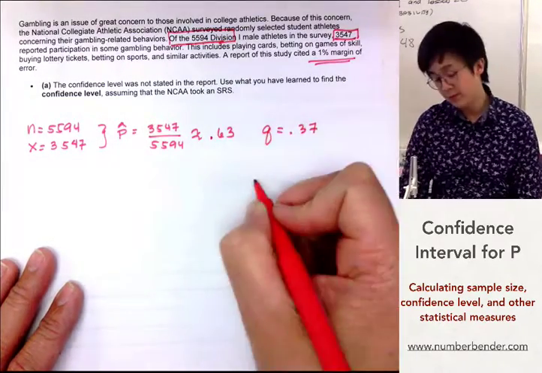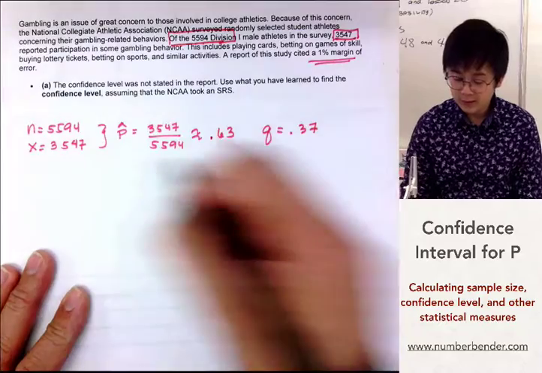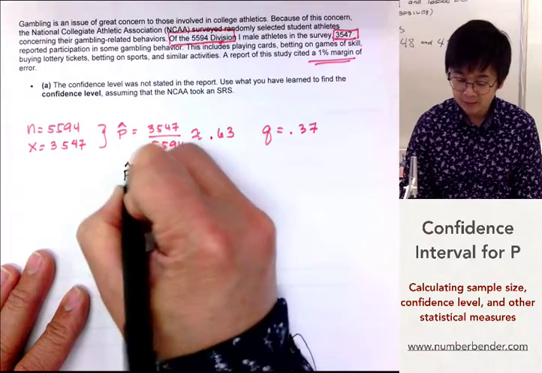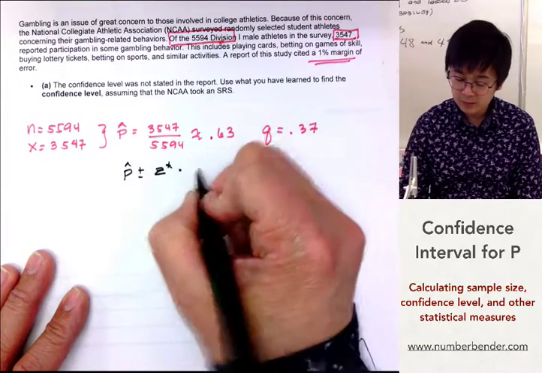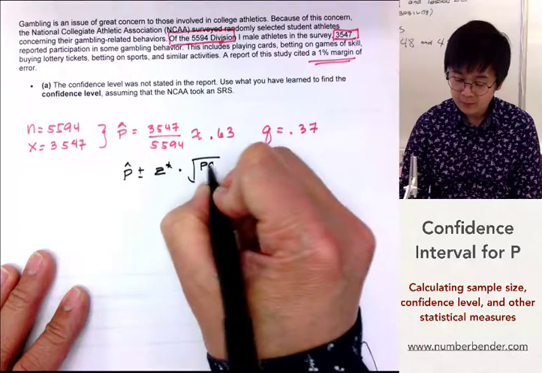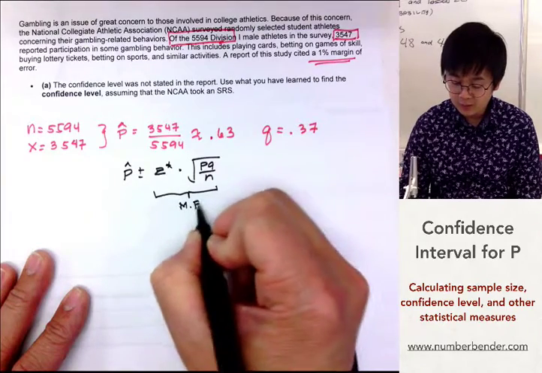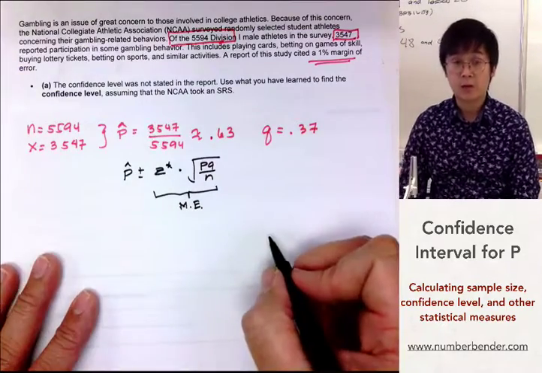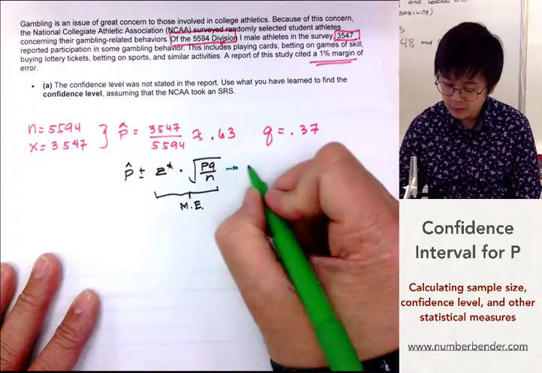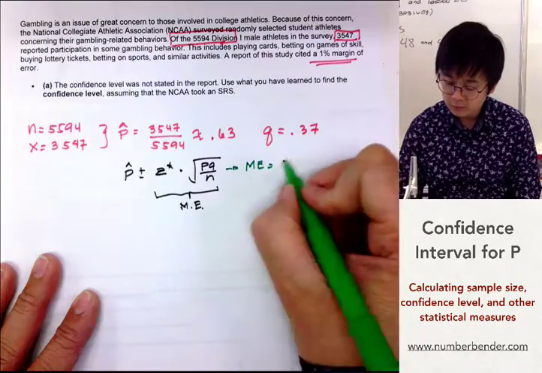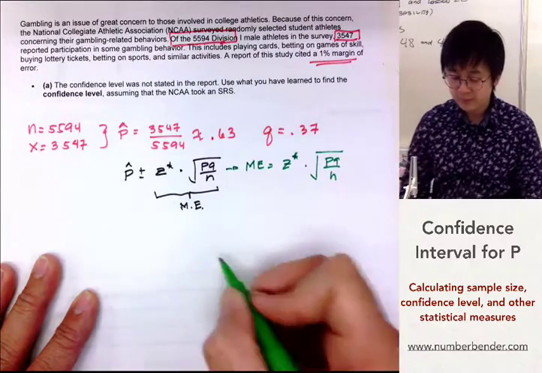So let's just use 0.63, and our q, which is 1 minus p, is the complement of 0.63, which is 0.37. So we have our P and we have our Q, and we know that we're going to be using our formula again. For confidence interval, we have P hat plus or minus Z star times square root of PQ all over N. So this is our margin of error. So just like in computation of the sample size, we are going to derive our formula using this. So we'll have the margin of error equal to Z star times square root of PQ all over N.